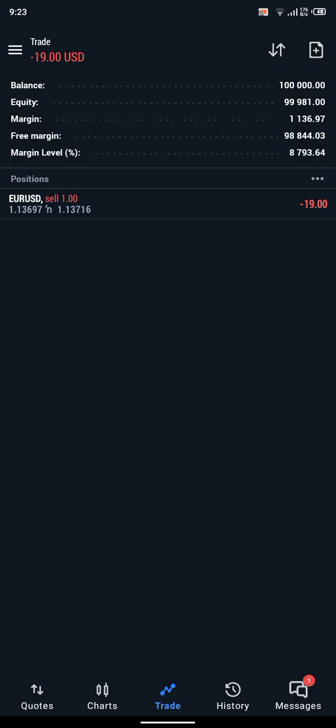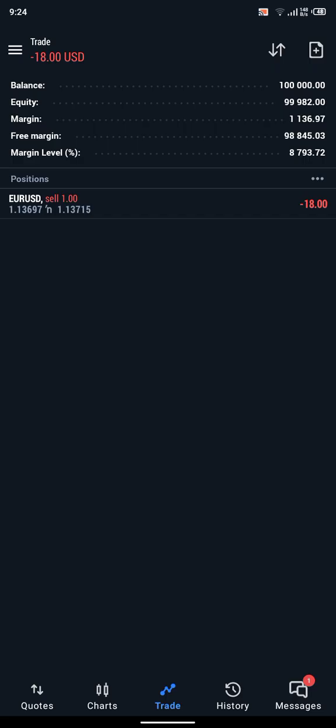Now look at your equity. Notice that your equity is fluctuating. So if I close this trade now, you will see that it will reflect on your balance, and your equity will now be the same as your balance. So any trade you open, this is where you will see it. And there are multiple ways.